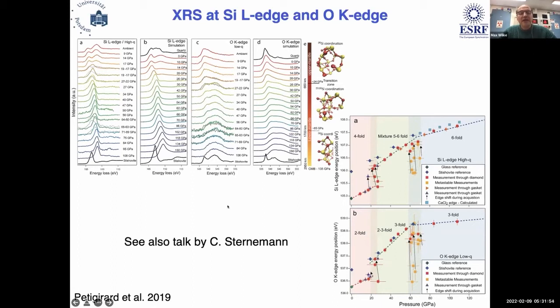You will see further examples of this X-ray Raman scattering in a talk later by Christian Sternemann. A big difference to the germanium system, I think, is that we can really detect this five-fold coordination that was also reported for germanium oxide, but we could not detect it with the techniques that we use. It might be present, of course, at lower pressures.